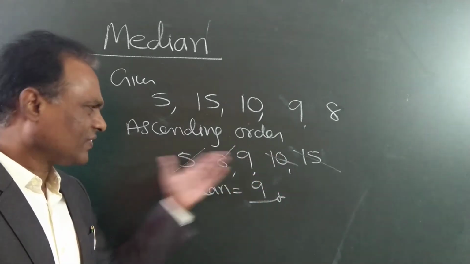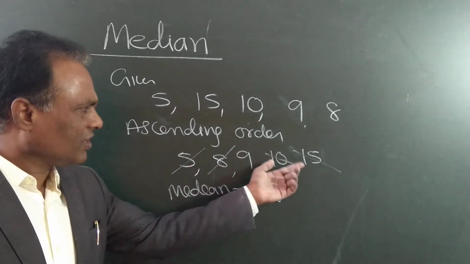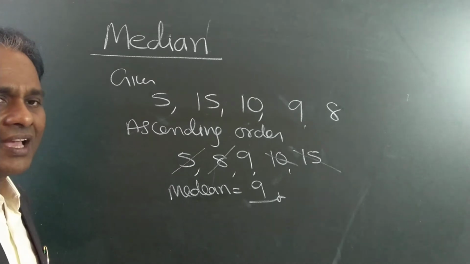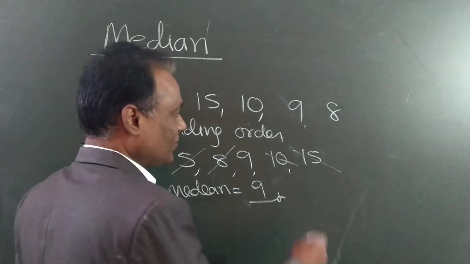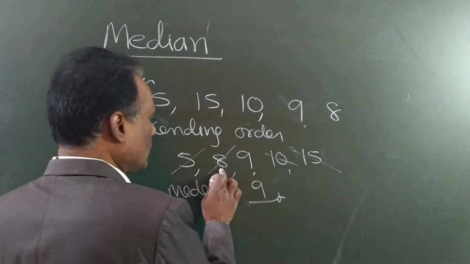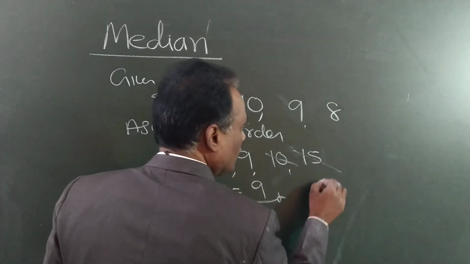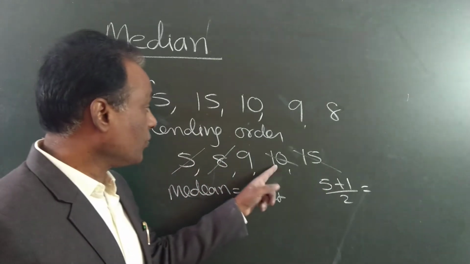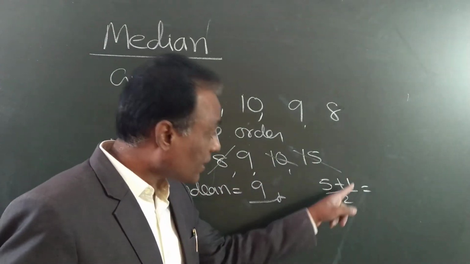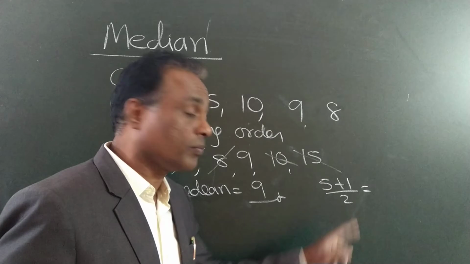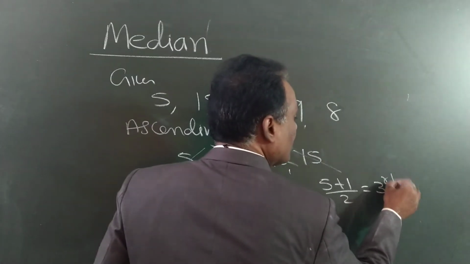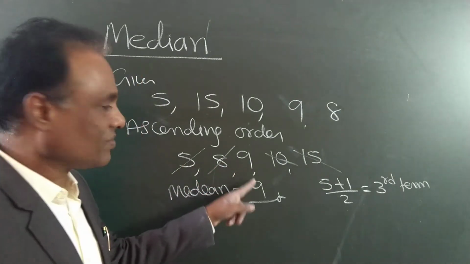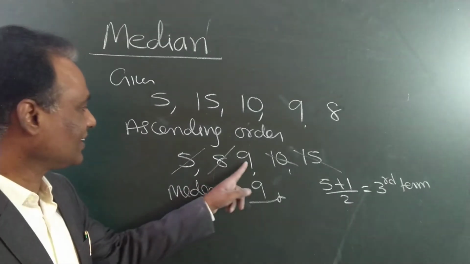Just by seeing that, we will get the middle one. Suppose there are 5 terms, 2, 2, this is the middle one. Or we can use this formula also. How many terms are there? 1, 2, 3, 4, 5 terms. So 5 plus 1 by 2. 5 terms means 5 plus 1 by 2. 5 plus 1 is 6. 6 by 2 is 3, so the third term is the median. What is the third term? First term, second term, third term is the median.